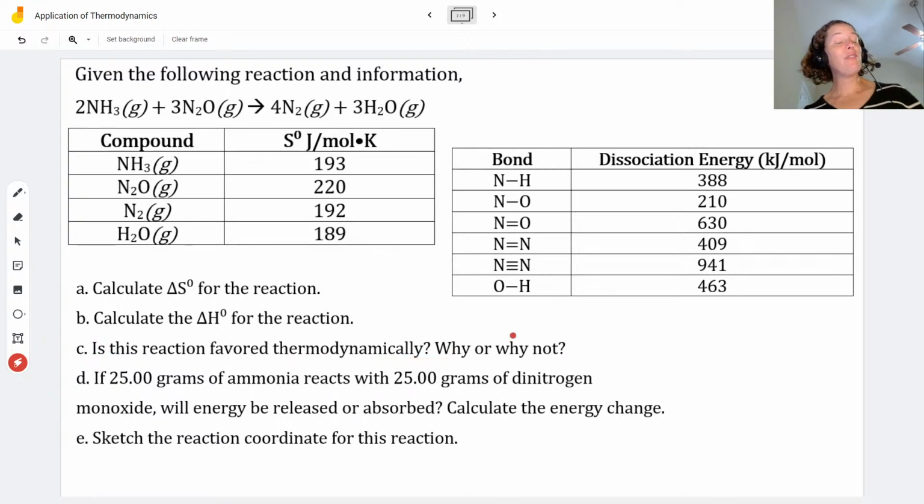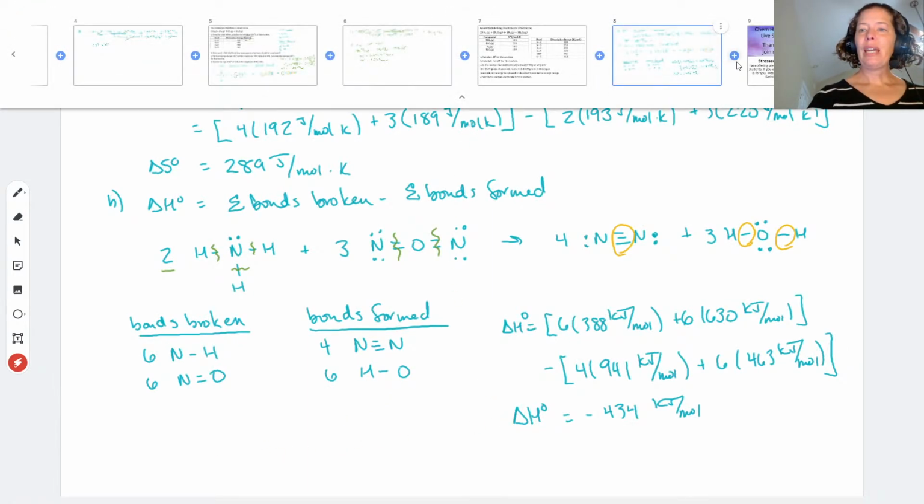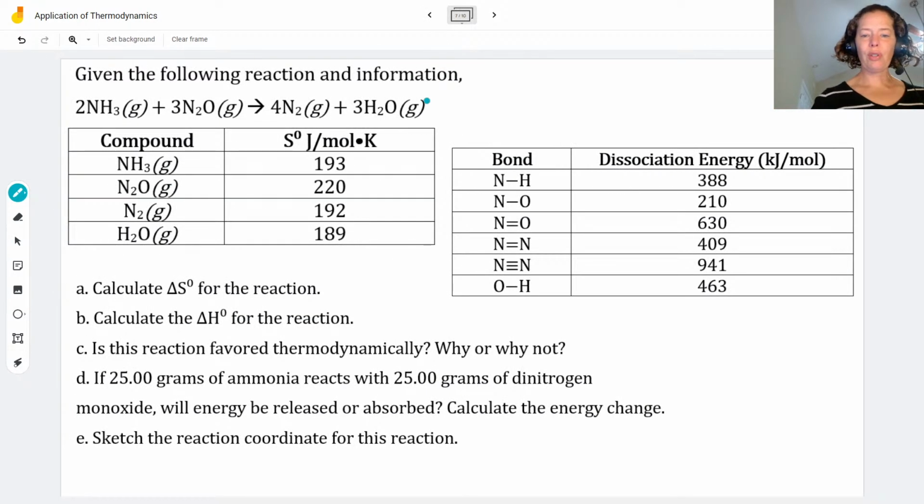Well, to know if it's favored or not favored, we really need to know the sign of delta G. So we might as well calculate our delta G. Let me get myself another page. Great. Okay, so this is part C. Remember, delta G is equal to delta H minus T delta S. If we're calculating delta G, we just did delta H, so that's kilojoules per mole, minus T. What was our temperature?